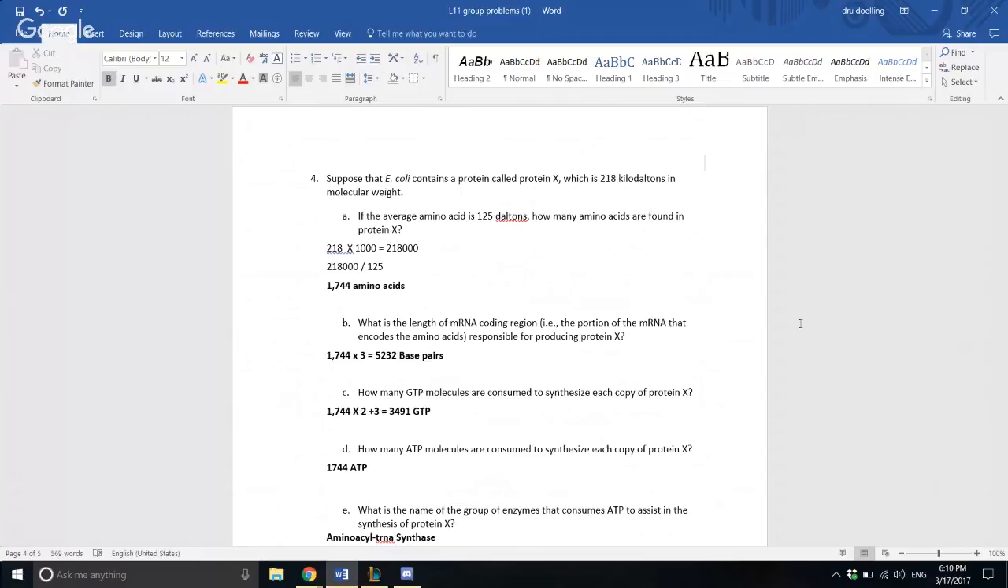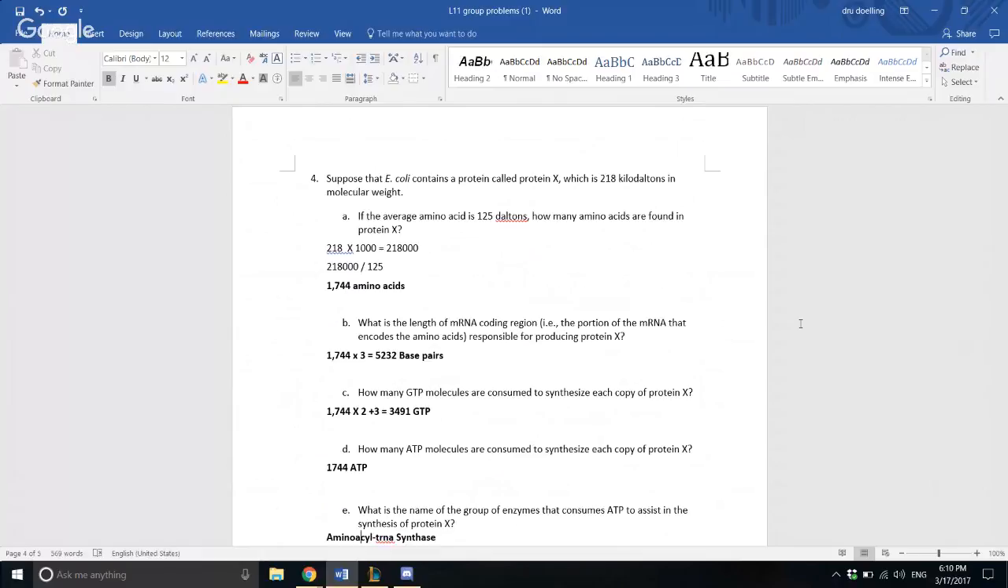Now we take that number of amino acids and use it to answer question B. What is the length of the mRNA coding region? We know that every codon has 3 base pairs, and each amino acid corresponds to a codon. So you take the amino acids times 3, and that's how many base pairs we have: 5,232 base pairs.